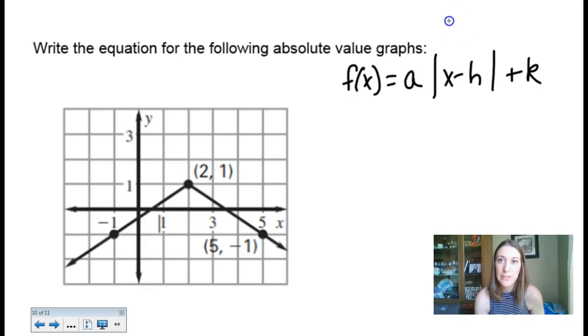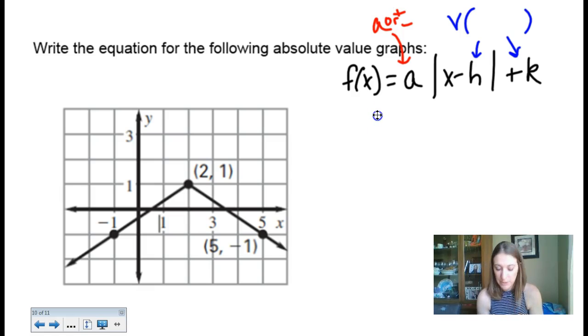We need to figure out where the vertex is, because wherever the vertex is, that's going to be my h and my k. And then the a value is going to tell you a lot of stuff, right? If a is positive, it's going to open up. If a is negative, then it's going to be reflected and opening down. And the slope of the branch itself is also going to help you. So let's start filling in some information here, guys.